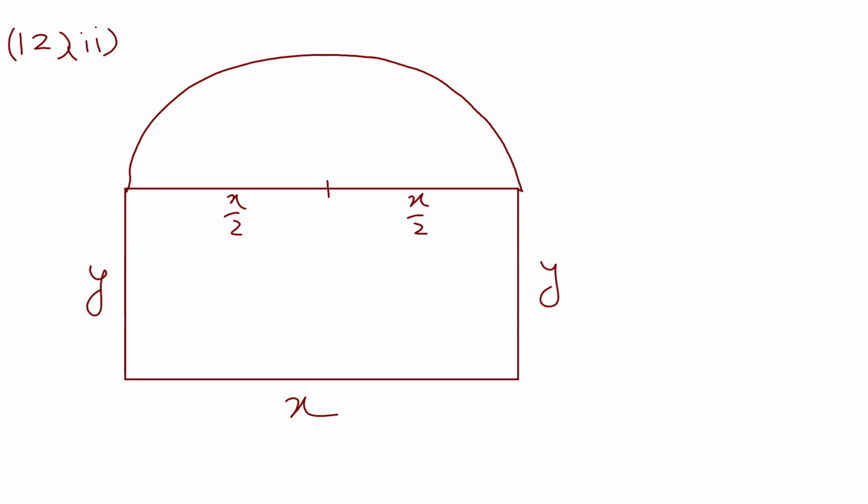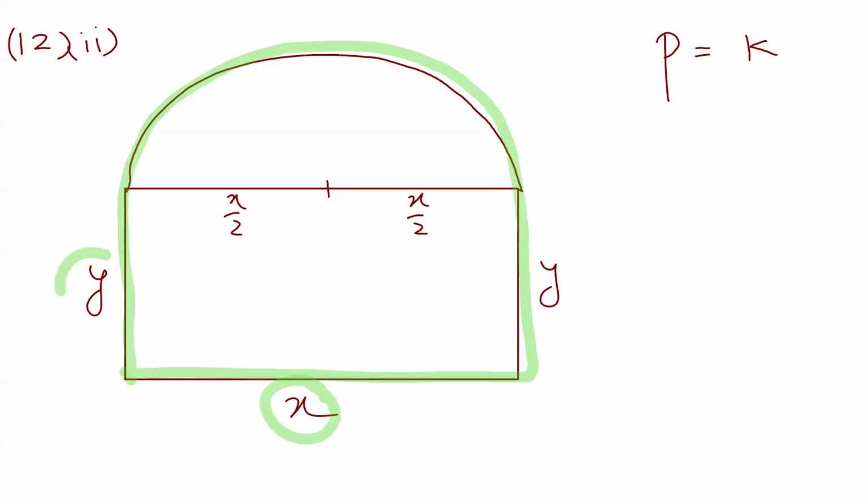Okay. Now the perimeter is k. Something is constant and that constant is the perimeter. Now perimeter is this particular part. I'll just highlight it and show. This entire part. So x plus 2y plus half of the circumference. Perimeter is x plus 2y plus half of the circumference.